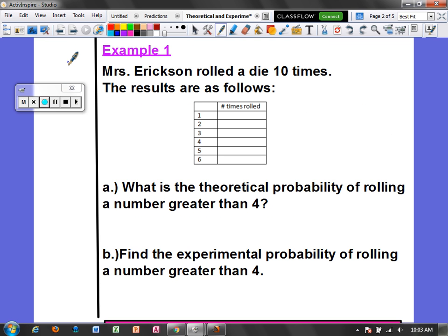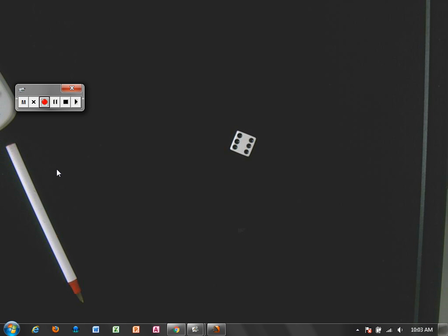Okay, so let's go ahead and do an experiment together. So I am going to roll a typical 6-sided die 10 times, and I want you to make sure you draw this table in your notes, and you're going to tally what the die lands on each time I roll. So let me get that pulled up for you. Okay, so here is the die. I'm going to roll it 10 times.